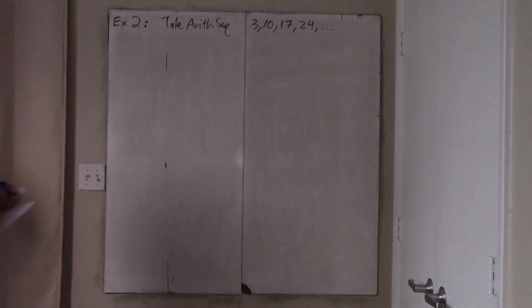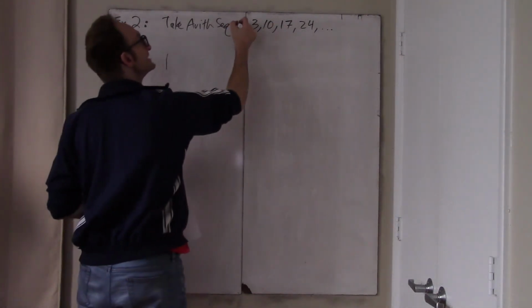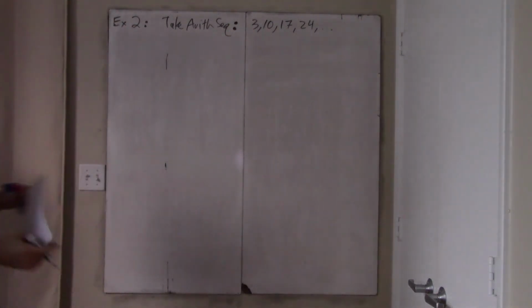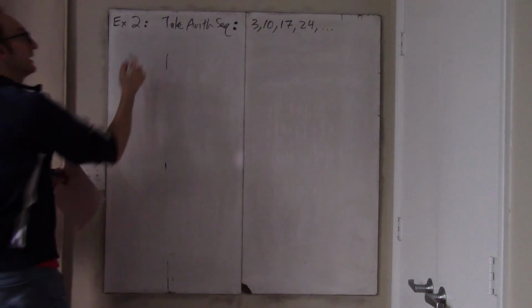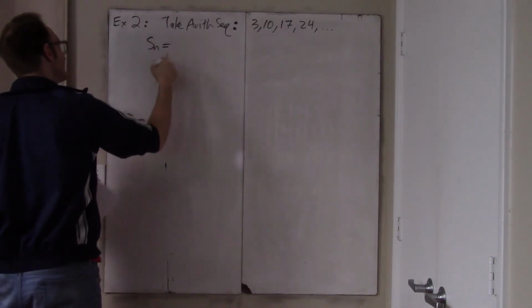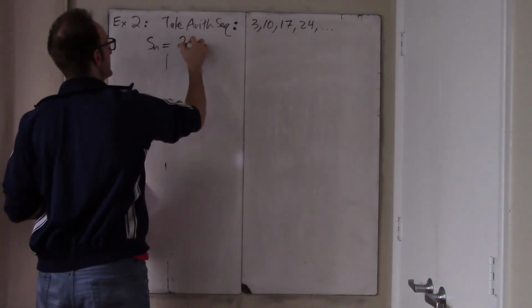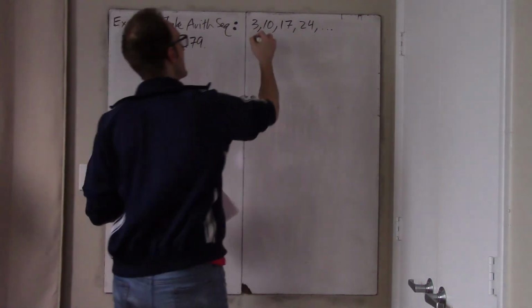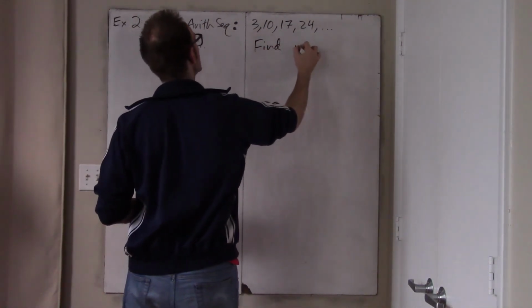And once again, this is not ambiguous, because I'm telling you it's arithmetic, so we just know that we're going up by 7 every time. And now, here it is. The sum of the first n terms, I tell you, is 279. And now the question is, find n.